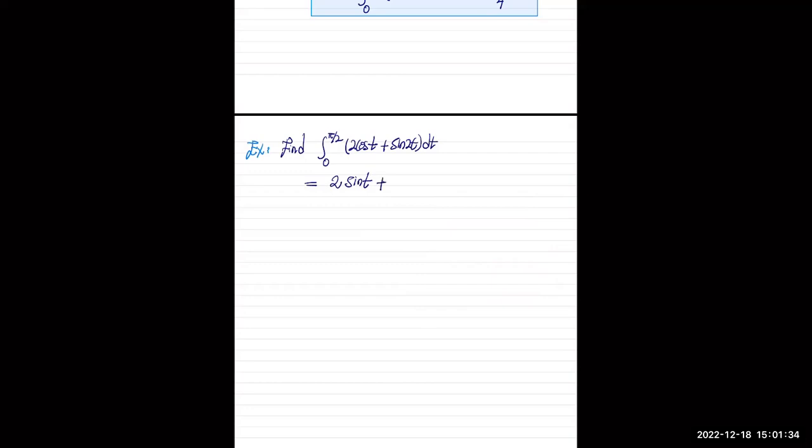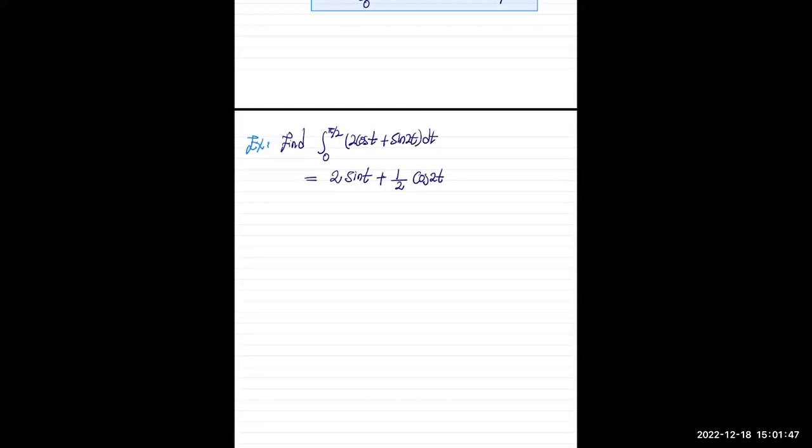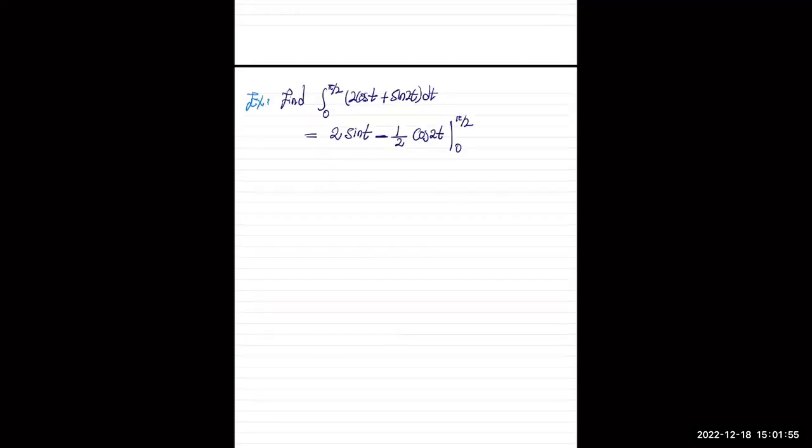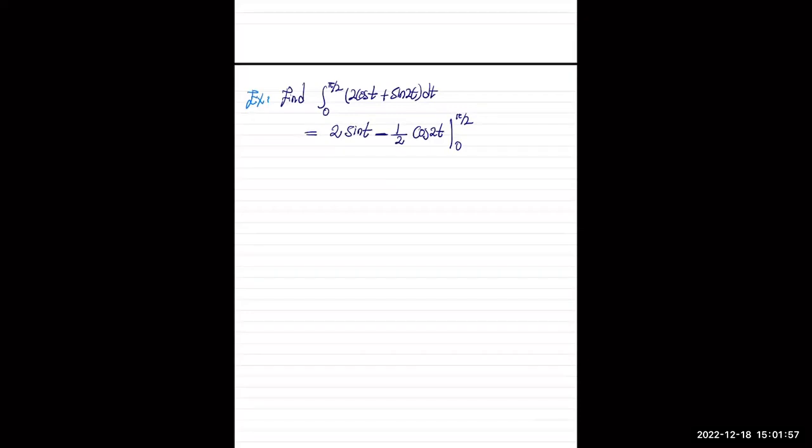So we do plus 1/2. And again, the antiderivative of sine is negative cosine of 2t. Okay, minus. I'm going to put the minus in front of the whole thing. And then let this go from 0 to pi over 2. Let me write those shortcuts one more time.